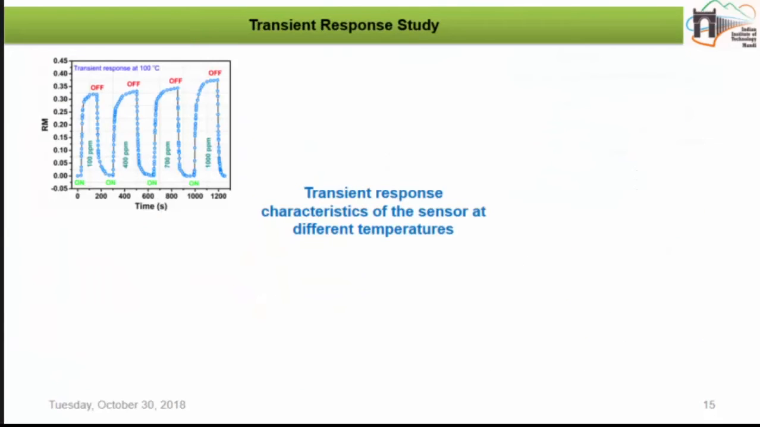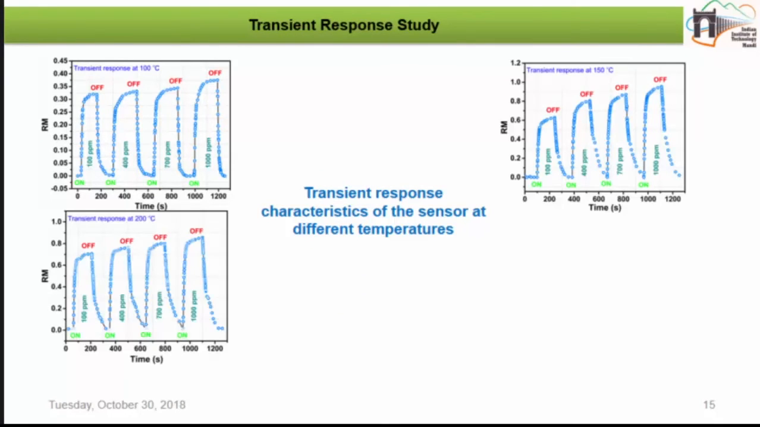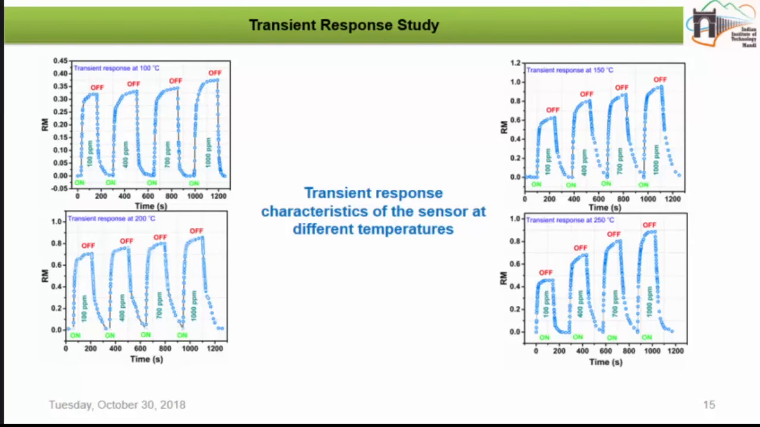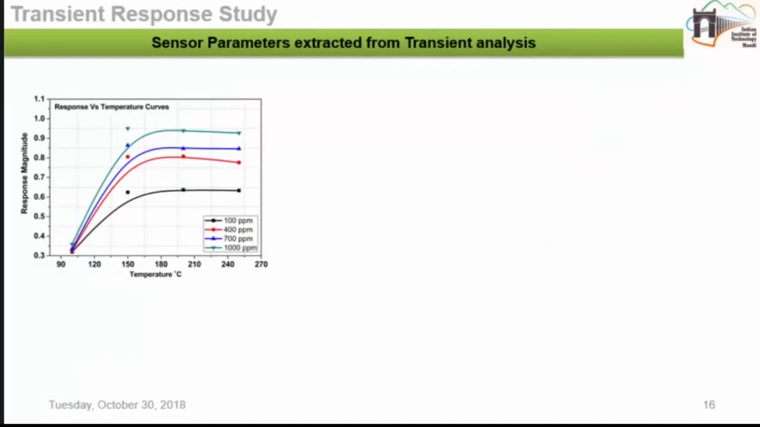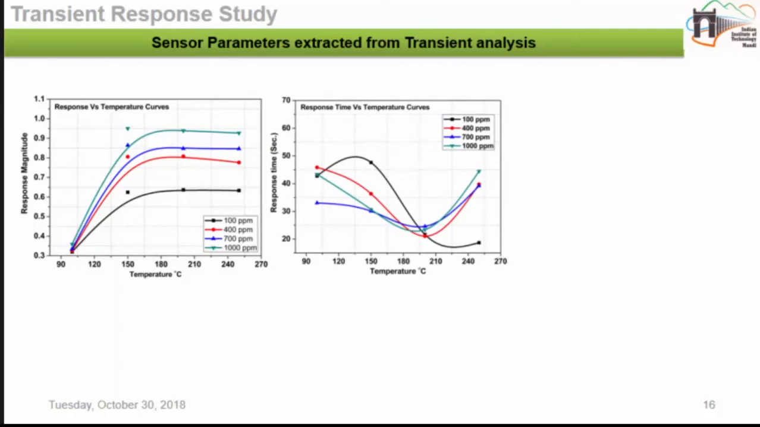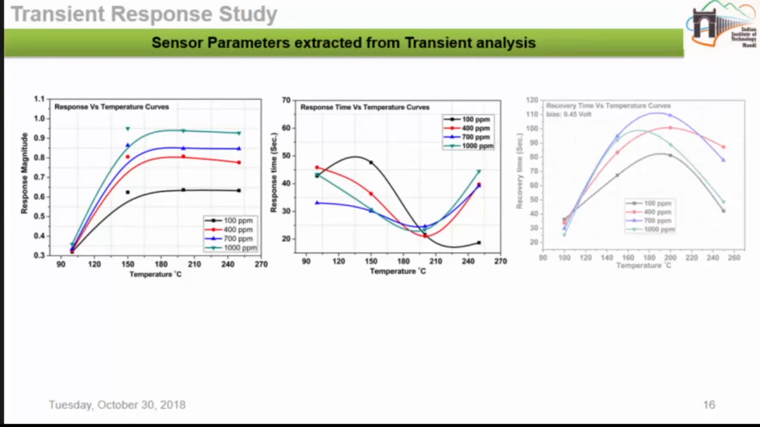And then next, this is the transient response analysis at different temperatures with different acetone concentrations. We have measured the temperature range from 100 degrees Celsius to 250 degrees Celsius, and the acetone concentration was taken from 100 ppm to 1000 ppm. From that transient analysis curve, we have measured the response magnitude, which is showing the conventional nature, and from here we can get the optimum temperature. You can see it is showing the best result at 150 degrees Celsius, and we have also calculated the response time and recovery time. This is also showing good performance.